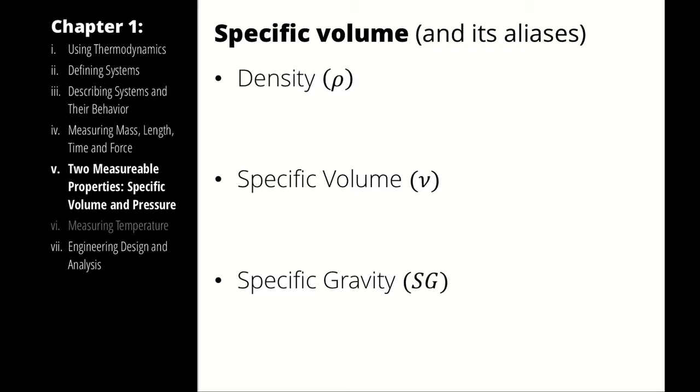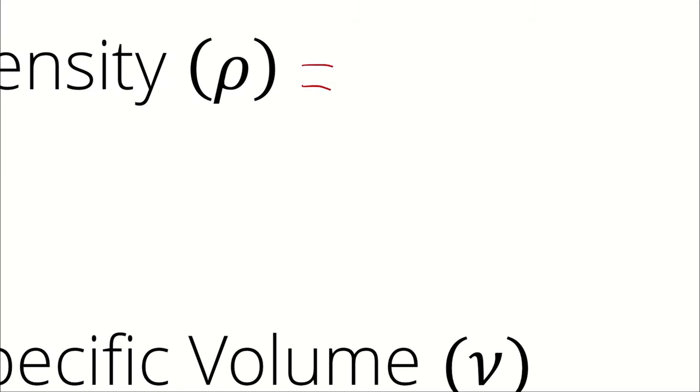Next definition. When we talk about density, we will describe a variety of properties that all refer to the same general concept: how much matter there is in a given space, or how much space an amount of matter takes up. Density is an expression of mass per unit volume.